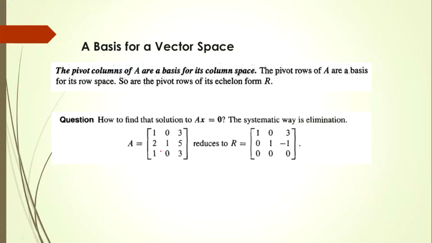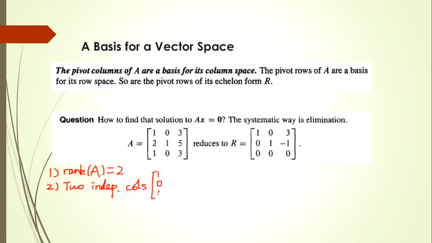Now let's review this example again. This is the given matrix A and its RRE form. First, the rank of the matrix A is 2, right? It is 2 because there are 2 independent columns.